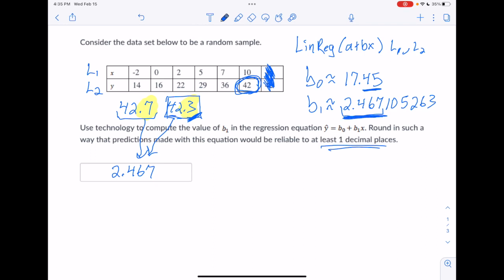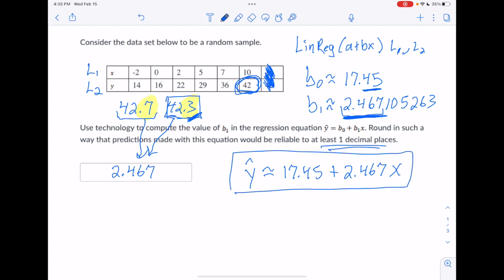And by the way, if they asked you to assemble this into an equation, you'd put a hat on the y. You did round those numbers, so you'd put y hat is approximately equal to. You would write the B0 value first, and then plus or minus, depending on whether B1 is positive or negative. So this would be a plus 2.467, and that's the slope, so that one gets times x. So here's your full equation. All they asked us for here was B1, so that's what we entered into the box. But you see the B0, you see the equation.